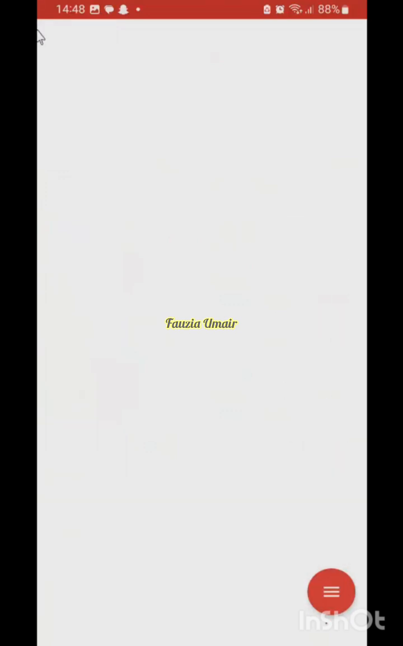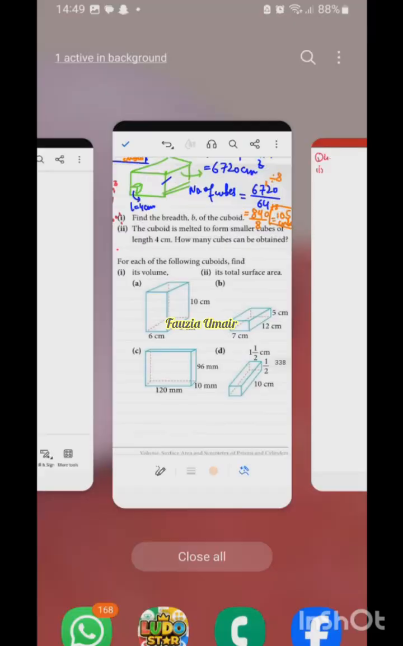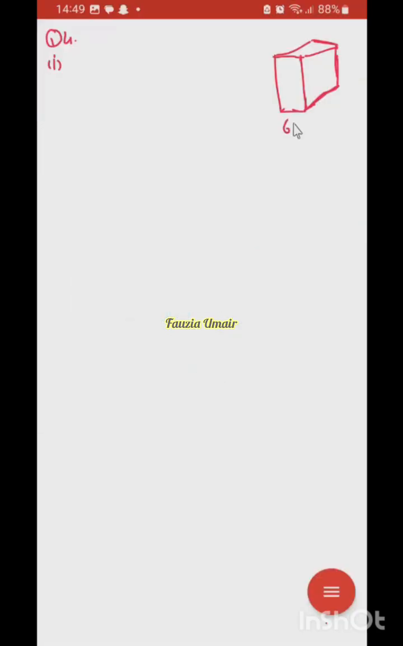Okay? So it's question number 4, and the first part is there is a cuboid. Let me draw it for you. So it's like this. Yeah. So the length is how much? 6 centimeter. Length is 6 centimeter. Breadth is 8 centimeter, and the height is 10 centimeter. Okay, beta? We need to find out volume and surface area. What is volume of this cuboid? What is the formula, Abhish?